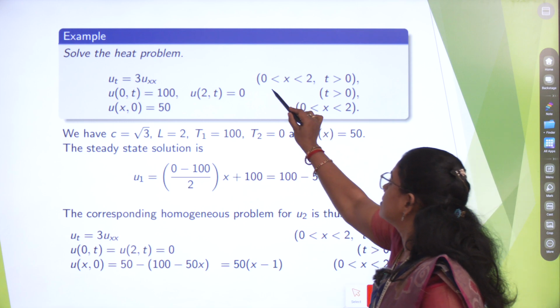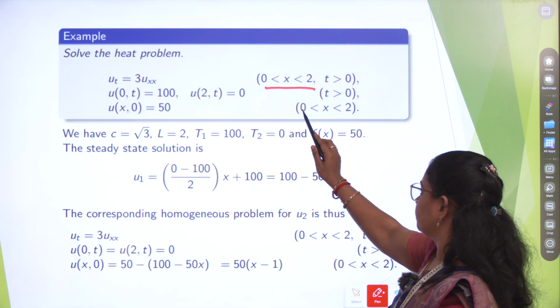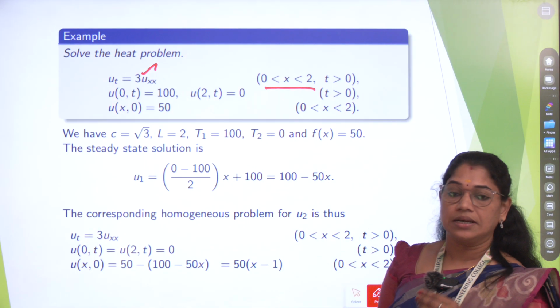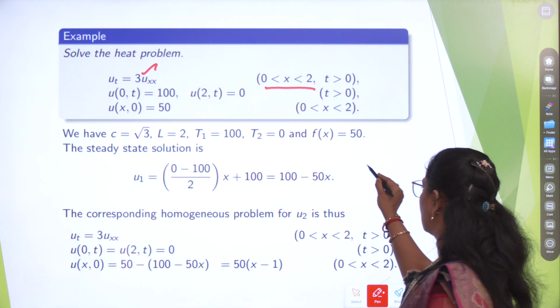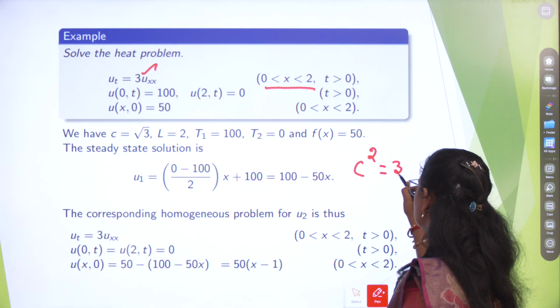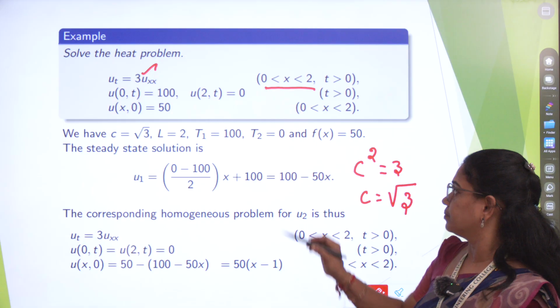Given interval 0 to 2, so t greater than 0. So 3 is thermal diffusivity. Because c square equals 3, so c equals root 3.